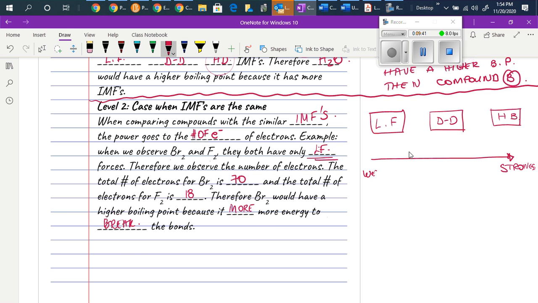And the weakest. So the weakest force is London forces. And then the strongest one is hydrogen bond. And somewhere in between is dipole.